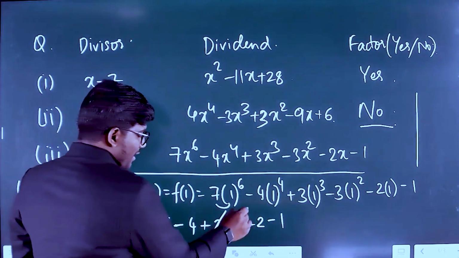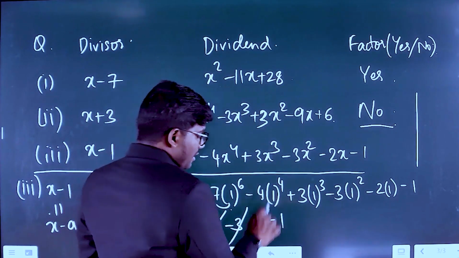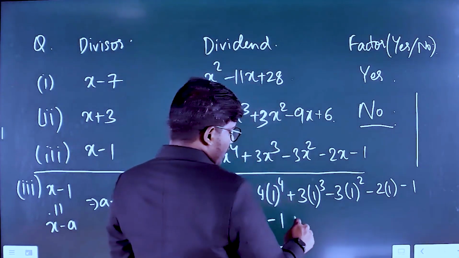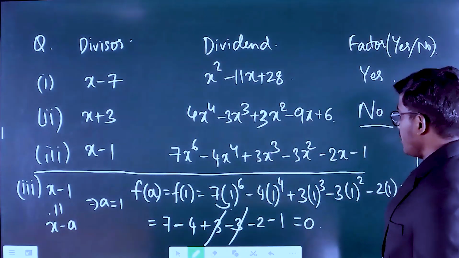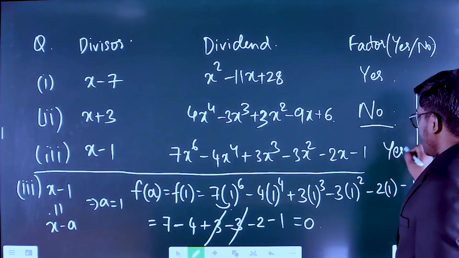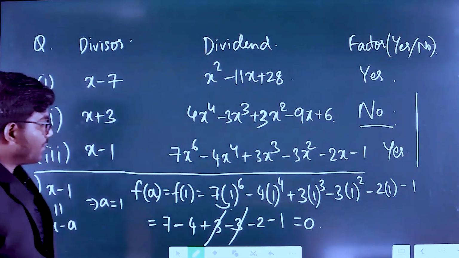So plus 3 and minus 3 will get cancelled. 7 minus 4 is 3. 3 minus 2 minus 1. So this will be 0. Since f of 1 became 0, yes, x minus 1 is a factor of this expression. Alright?